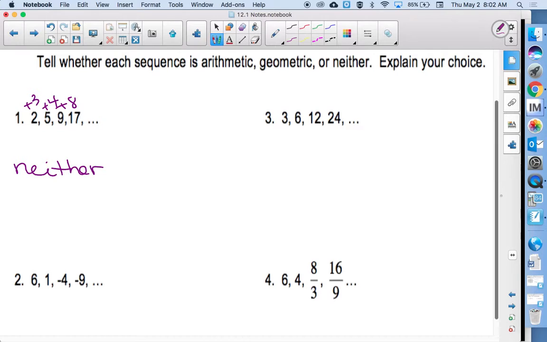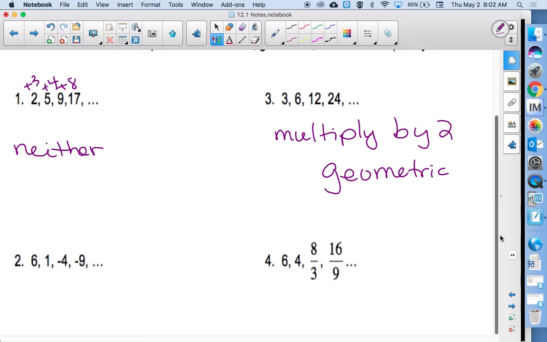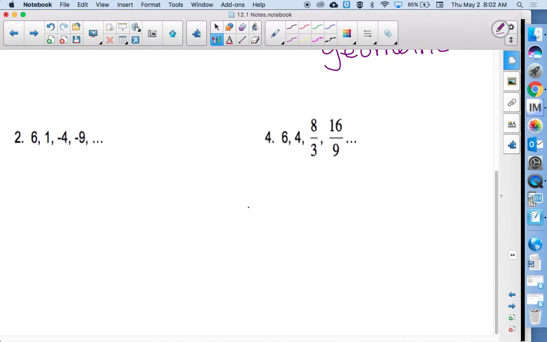Will, what do you think for number 3? I'm going horizontally. Will, can you go horizontal for me? What do you think of number 3? Multiply by 2. Yeah. So it's geometric. So multiply by 2, therefore it's geometric. All right, Holly, how about 6, 1, negative 4, negative 9? It's arithmetic because you subtract 5. Yeah, nice job. So arithmetic, and I know that's weird kind of saying it that way. And she said you subtract 5.